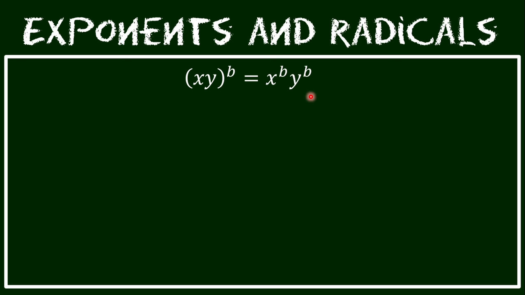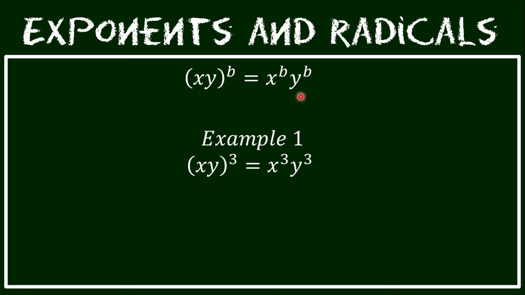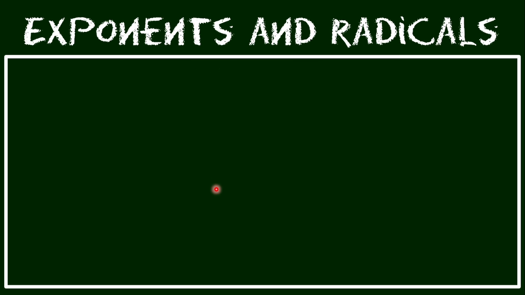Then for our next, this somehow reflects the distributive property of exponents. So the exponent is distributed to x and y. So for example, we have x times y raised to 3. So if you somehow face this kind of problem, distribute the exponent, and that's it.